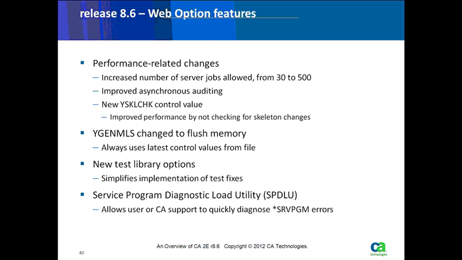We improved our auditing. We improved performance by not checking skeleton changes. We made a number of changes to the Regeneration markup language skeleton processing, the Regeneration processing, to continuously flush memory to ensure you're using the latest values. And then the last two there, again, we're using the SPUDLU thing for Web Option. And as test fixes become available, we've changed the processing in Web Option to more easily allow different test fix libraries, different test PTFs to be implemented at the same time and to avoid clashes between them.